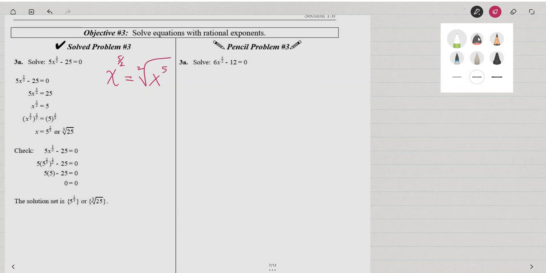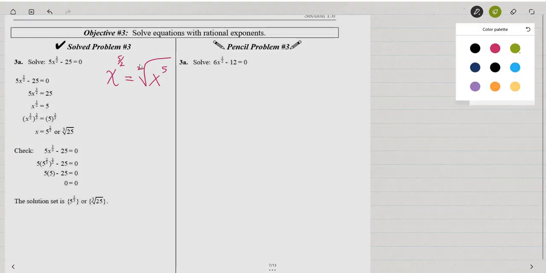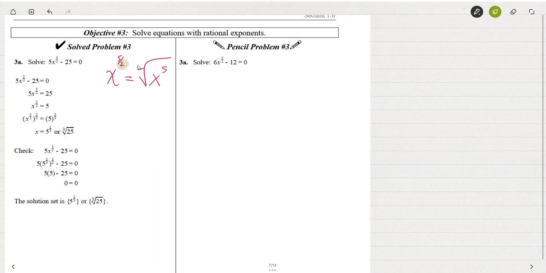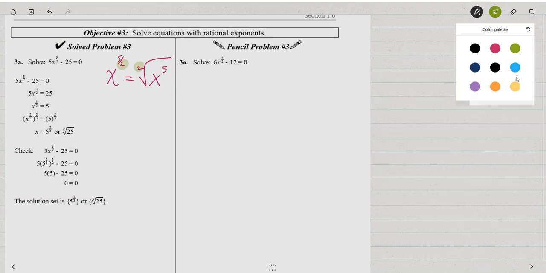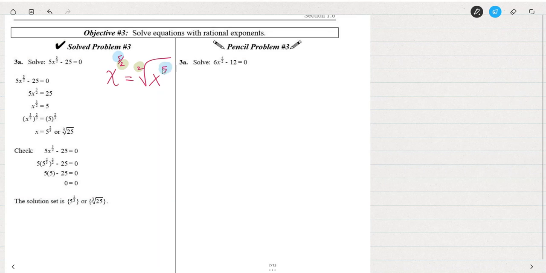This 2 in the denominator becomes the index of the radical, and the 5 sticks to the x. The 5 sticks to the x. So this x to the 5 halves is the same thing as x to the 5th square rooted.